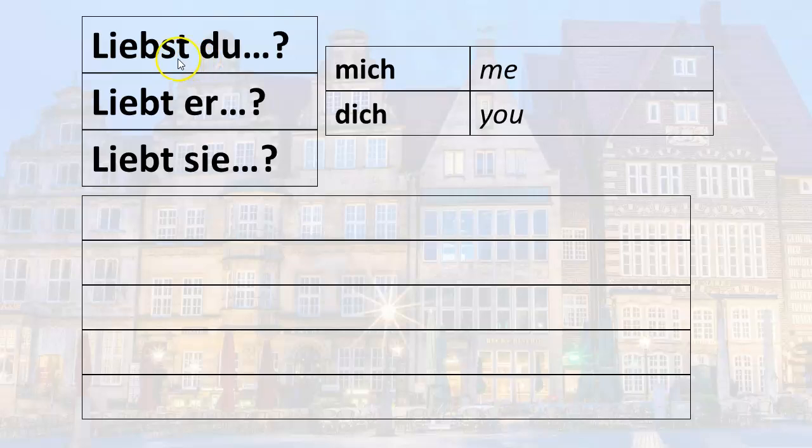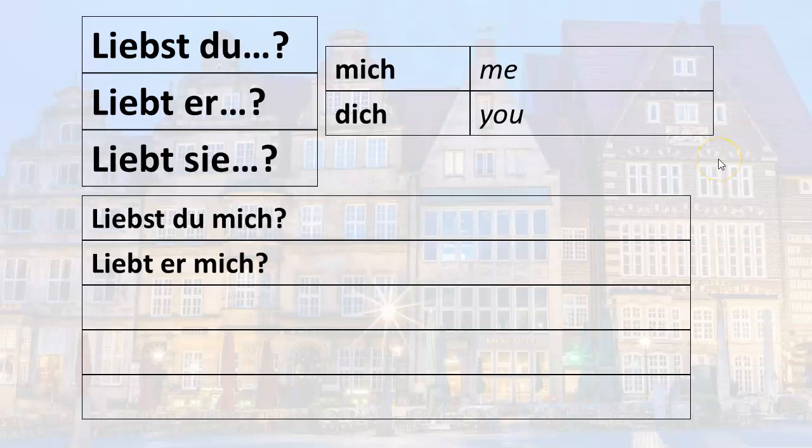So how do you suppose you would ask the question, do you love me? All you have to do is just put these together, the liebst du and the mich, and you have the question, liebst du mich? Do you love me? Liebst du mich? Our next question would be, liebt er mich? Does he love me? Liebt er mich?